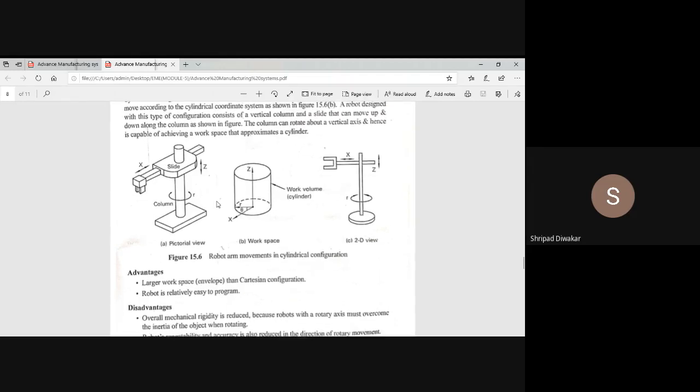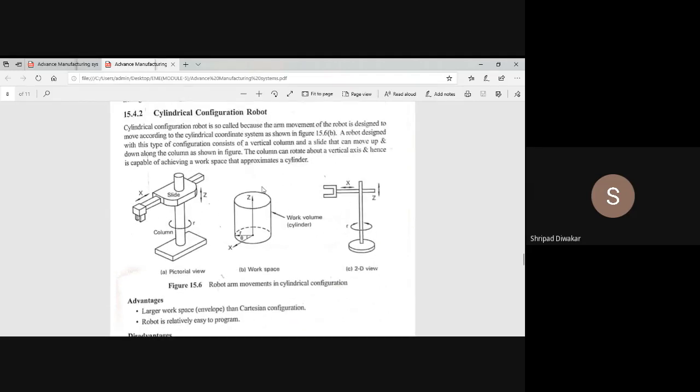Okay, next you have to show the configuration. This is the configuration. You have to show the Z and X, and also this diagram you have to show. Okay, that is your base, and then this is a column. Okay, if possible, try to practice this one. Otherwise you have to draw these two diagrams, B and C. Okay, B is your workspace. Okay, what is R, what is Z, what is theta, and this third diagram is your 2D view. Okay, in the 2D view, you can show one is column and one is your arm, and then we are having what is called wrist movement.